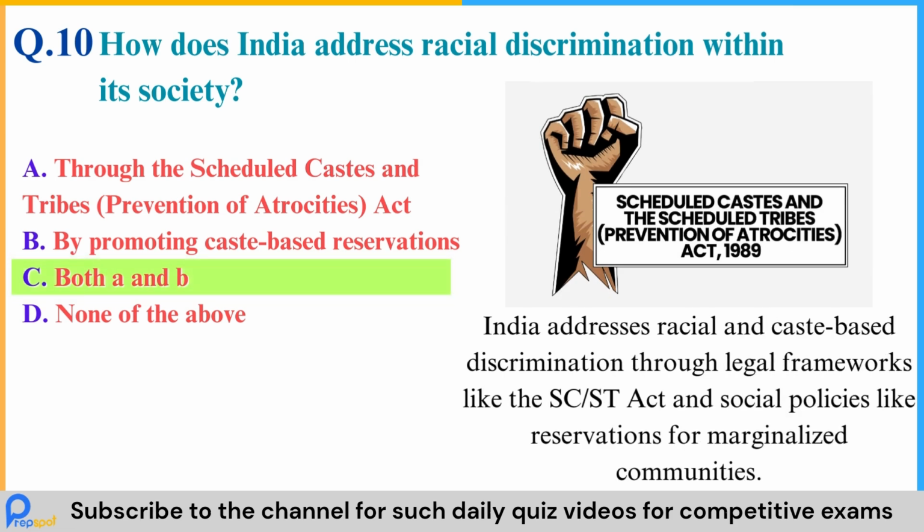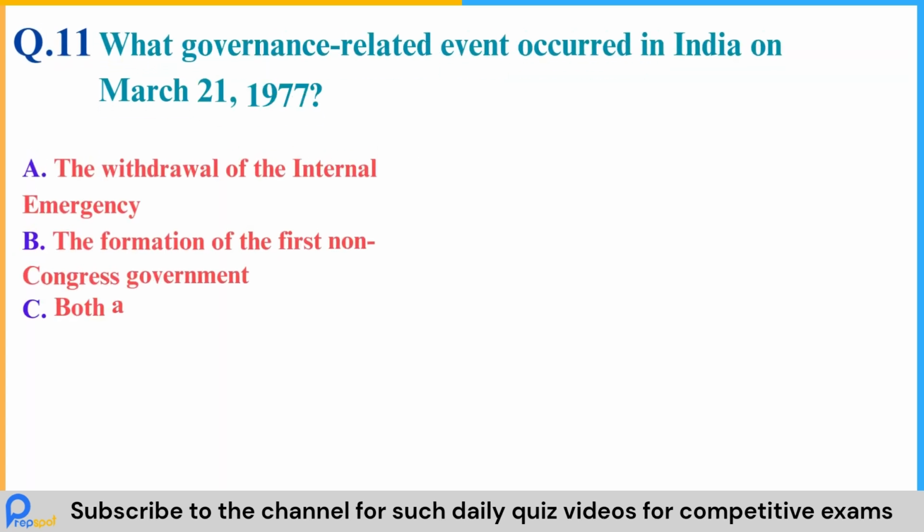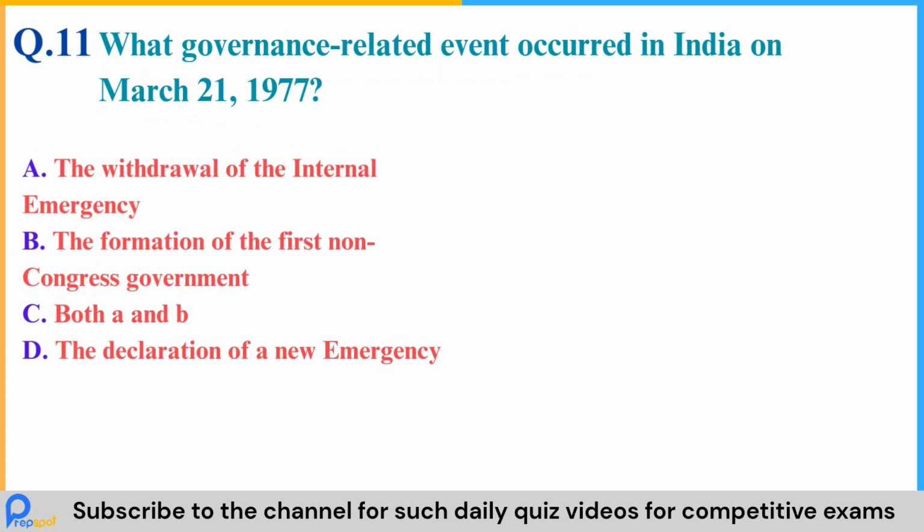Answer: C. Both A and B. Explanation: India addresses racial and caste-based discrimination through legal frameworks like the SC/ST Act and social policies like reservations for marginalized communities. Question 11. What governance-related event occurred in India on 21st March 1977?